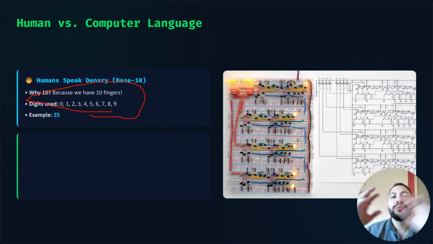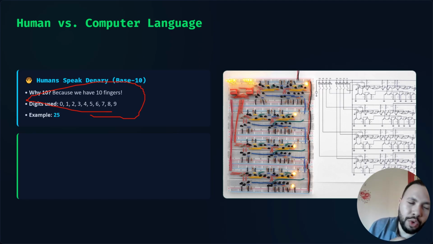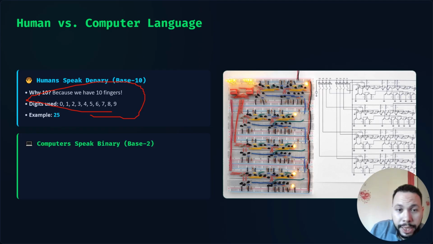Amazing. Now, VS means versus the computer language. It's called our language Denary, base 10. What about the computer language? It would be 0 and 1. That means how many numbers? Exactly, 2. The computer speaks binary, base 2.